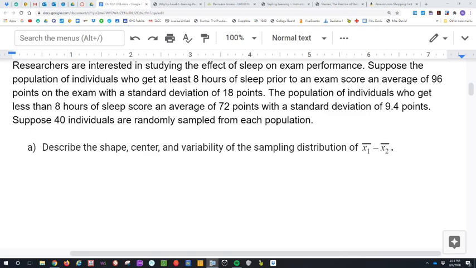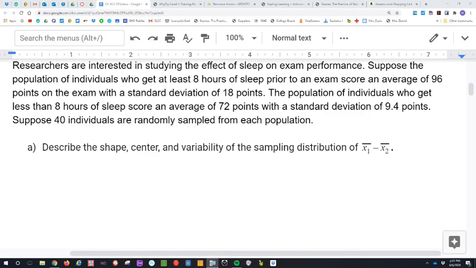Students should be able to describe the shape, whether it's skewed left, skewed right, symmetric, bell shape, normal, and also describe the center, right? Maybe the median or the mean, and the variability. That's the spread, or standard deviation, or IQR. So those are the three things you need to describe: the shape, the center, and the variability of the sampling distribution of the difference of the sample means, x1 bar minus x2 bar.